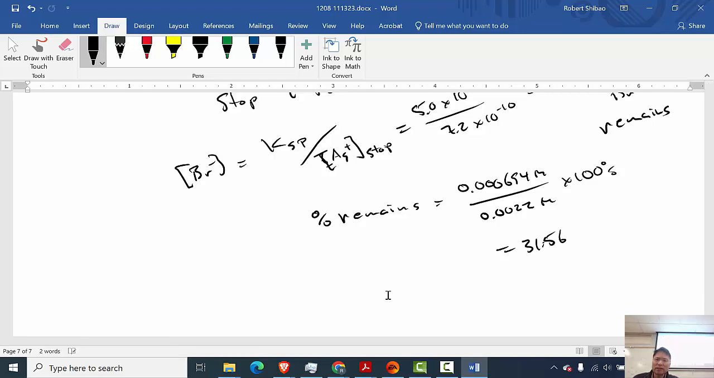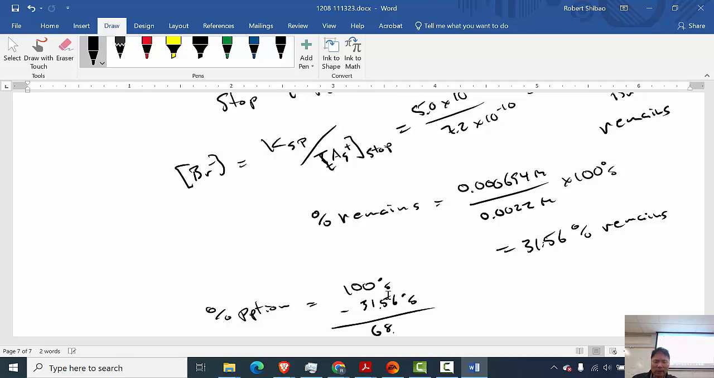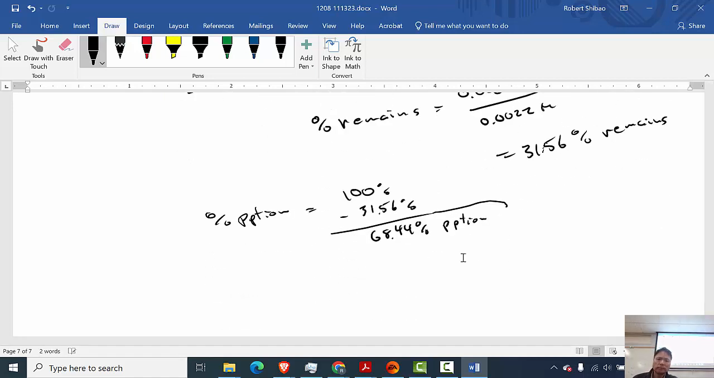Which is 31.56% remains unprecipitated. And therefore we can calculate the percent precipitation. If 31.56% remains, where did the other go? The other went to precipitation, so that's going to be 100% minus 31.56%, which gives us 68.44% precipitation of bromide.